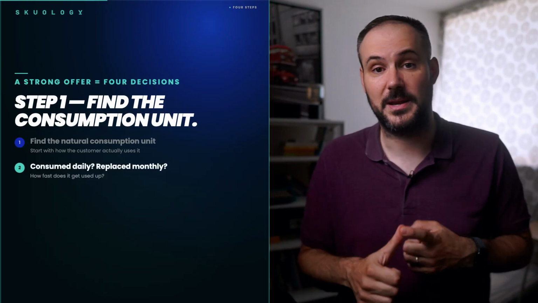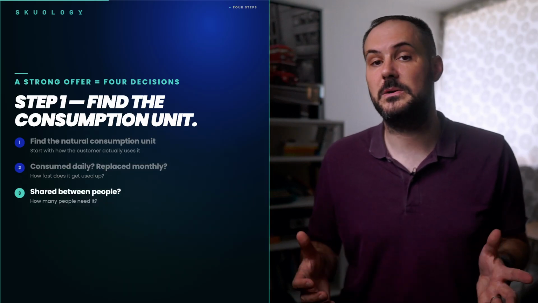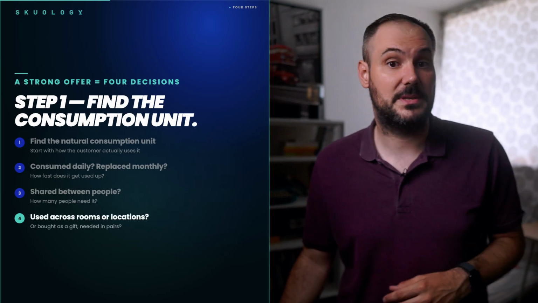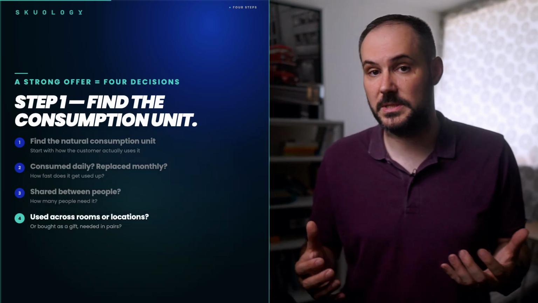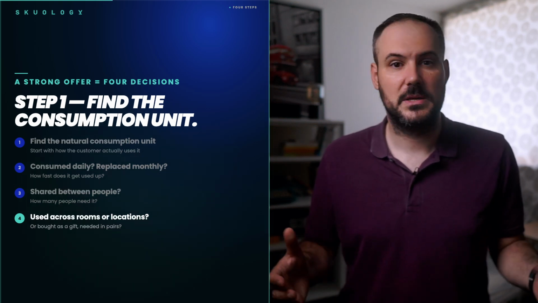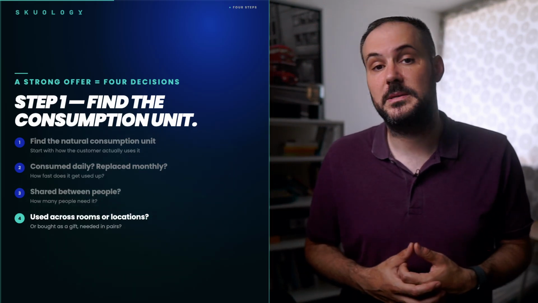Step 1, find the natural consumption unit. Start by asking, how does the customer use this product? Is it consumed daily, replaced monthly, shared between people, or is it used across different rooms or locations? Is it bought as a gift, needed in pairs? The answer tells you which quantities make sense.